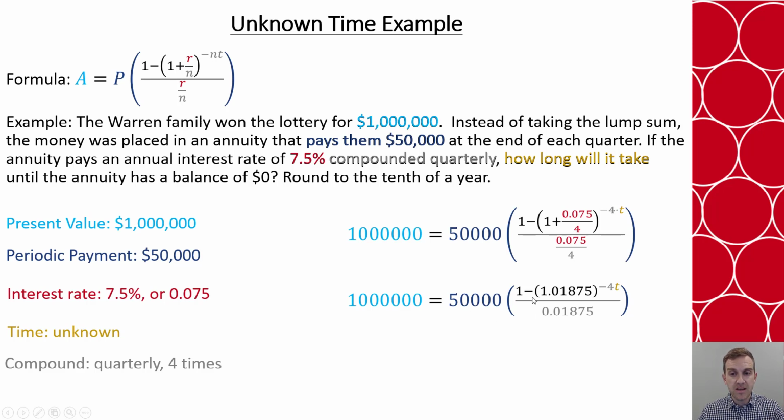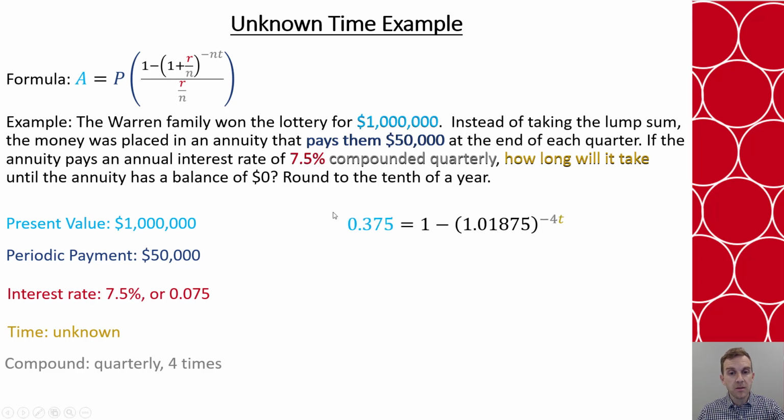So this is $50,000 times this whole fraction. So I'm going to divide both sides by 50,000. That will leave me with 20. Now I can look and say, well, I've got a denominator. I'm going to multiply both sides by the 1,875 hundred thousandths. And that will leave me with 375 thousandths.